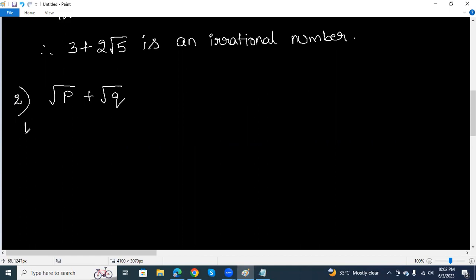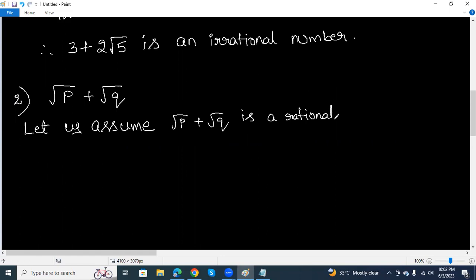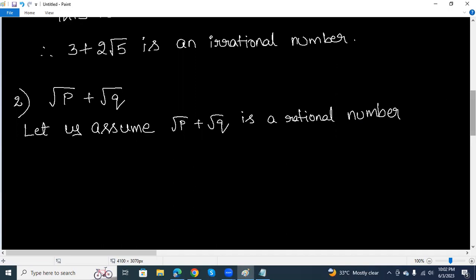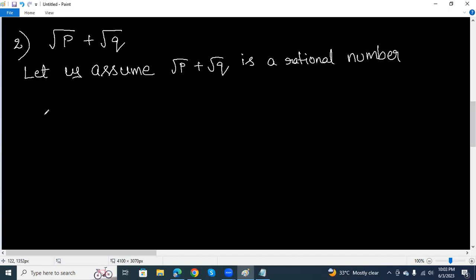Let us assume these both are rational. Let us assume root p plus root q is a rational number. So if it is a rational number, then it will be in p by q form. Already p and q are used. Let us take different variables, a by b form, to avoid the confusion.